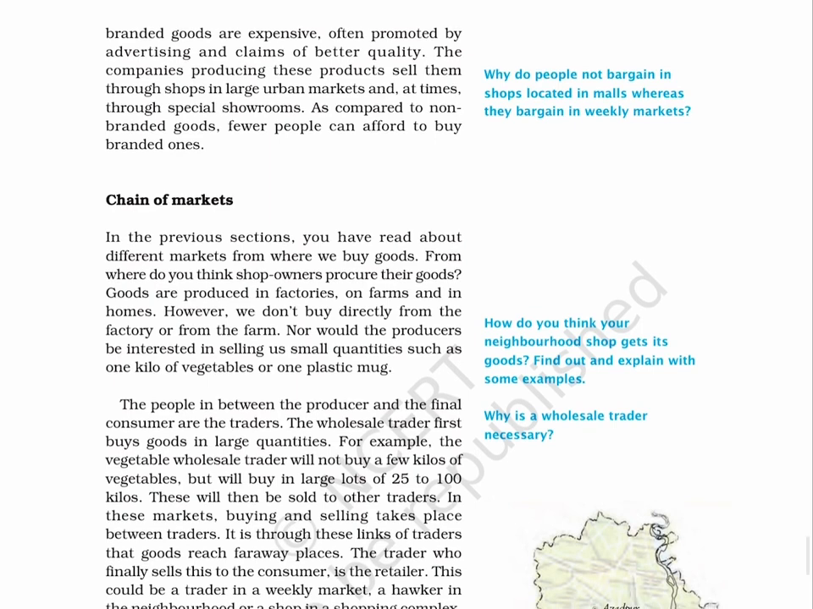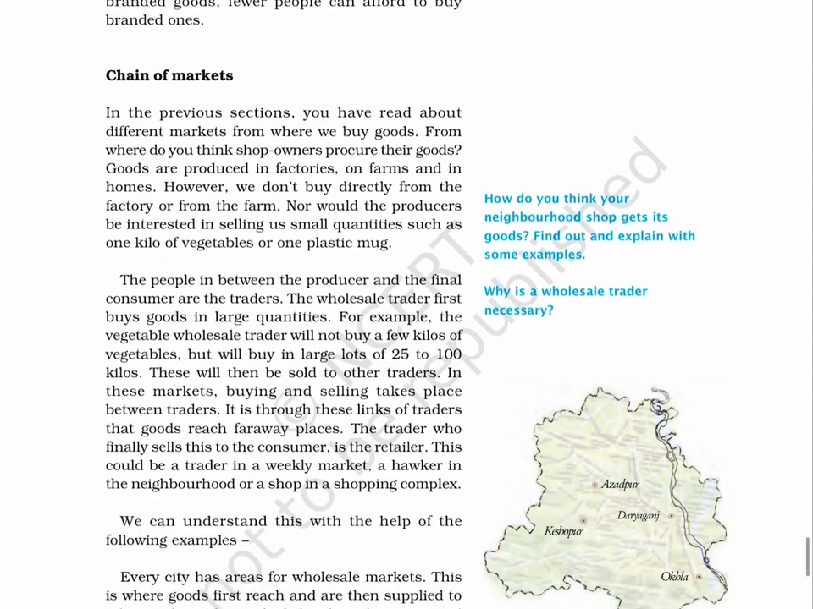Chain of markets. In the previous section, you have read about different markets from where we buy goods. From where do you think shop owners procure their goods? Goods are produced in factories, on farms, and in homes. However, we don't buy directly from the factory or from the farm. Nor would the producers be interested in selling us small quantities such as 1 kilo of vegetables or 1 plastic mug. The people in between the producer and the final consumer are the traders.